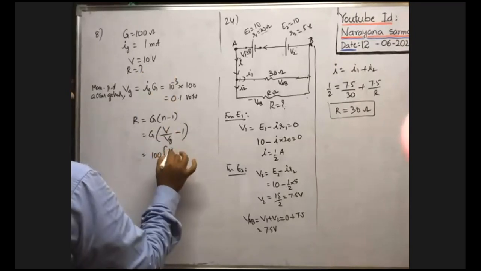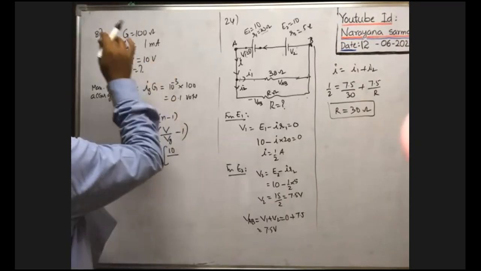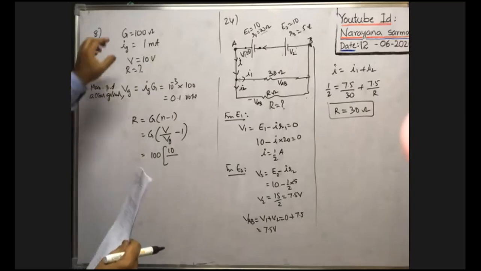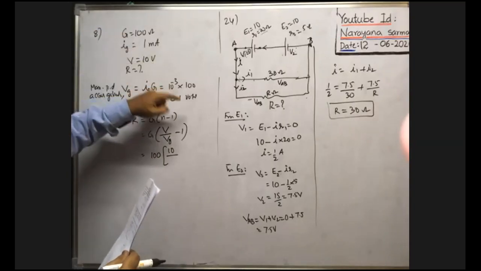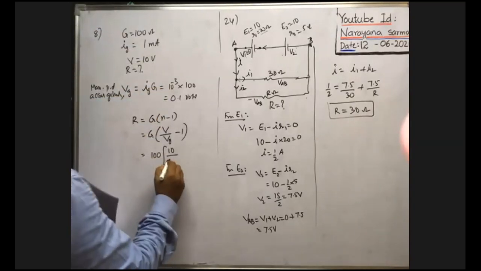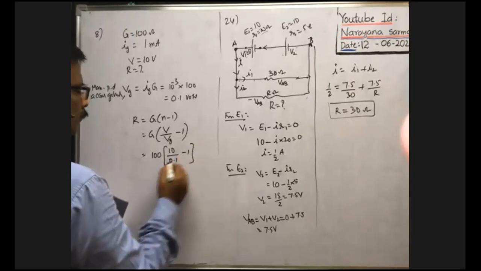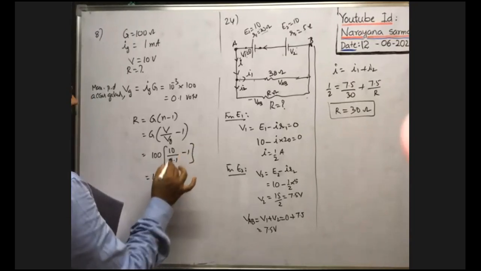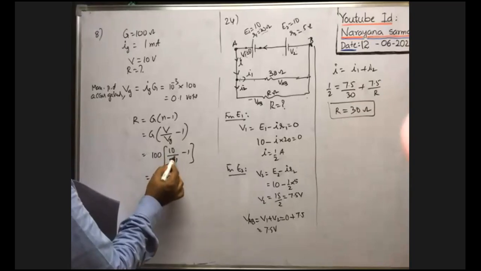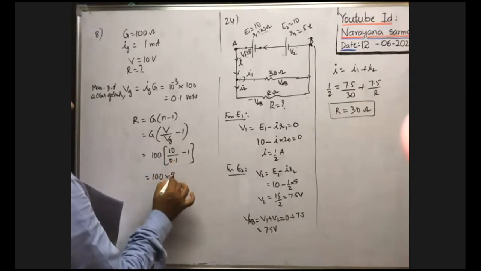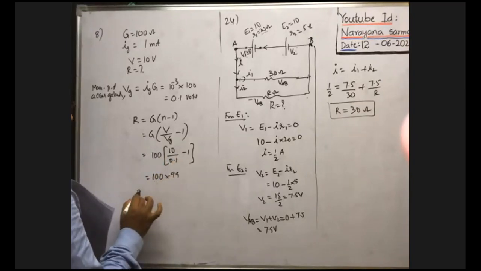that is 10 volt, by the old range, that means whatever maximum potential difference the galvanometer initially could measure, which is 0.1 volt, minus 1. So therefore 100 into 99, because 100 by 1 minus 1 means 99. Therefore the resistance to be connected in series is equal to 9900 ohm.